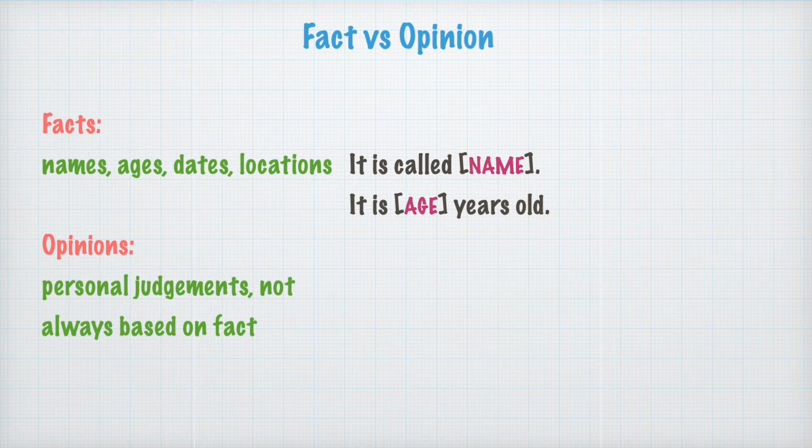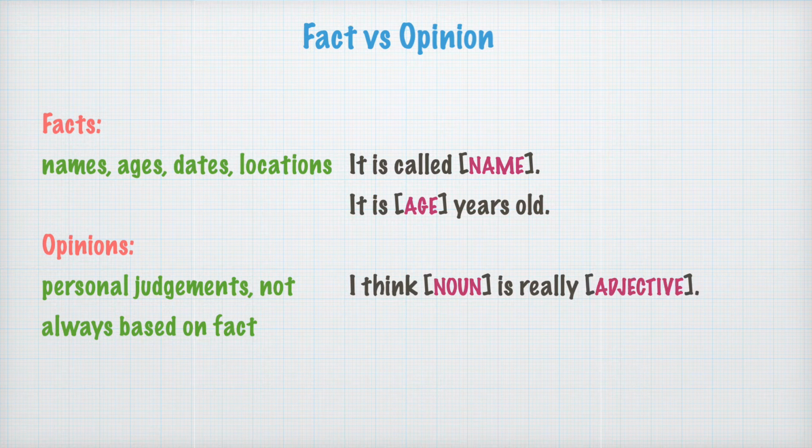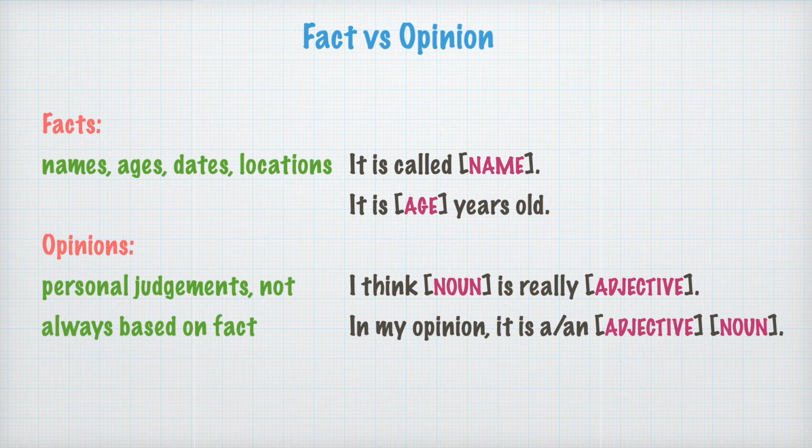Examples of using opinions might use words such as I think. So I think, noun, the name of the object, is really adjective. Is really cool, great, fantastic, etc. Or another useful phrase, in my opinion, it is a adjective noun. It is a beautiful car.